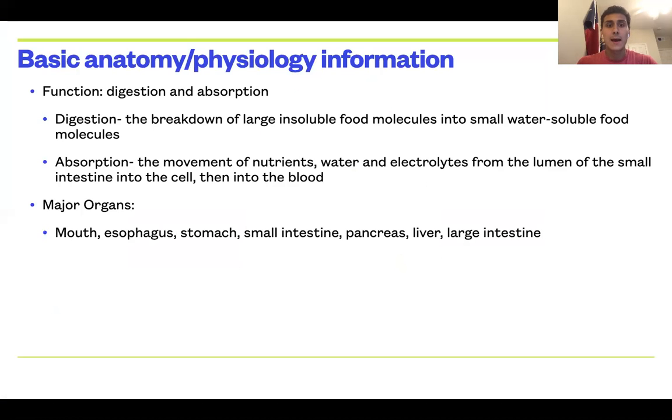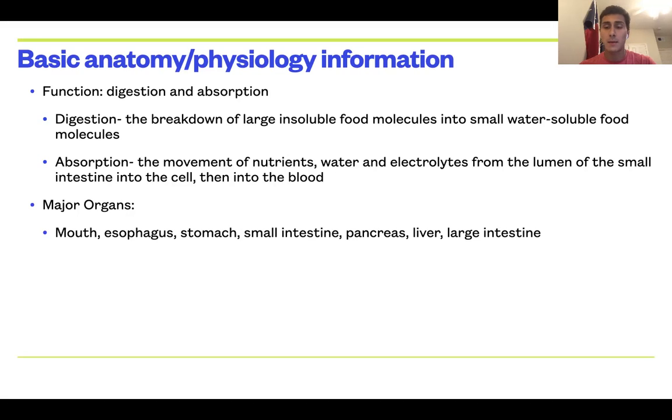So, some basic anatomy and physiology information about the digestive system. We have two main functions, digestion and absorption. Digestion includes the breakdown of large insoluble food molecules into small water-soluble food molecules, and there's two kinds of digestion, mechanical and chemical. An example of mechanical digestion would be our teeth breaking apart, biting down, chewing on the food that we put into our mouth to allow for us to swallow that food.